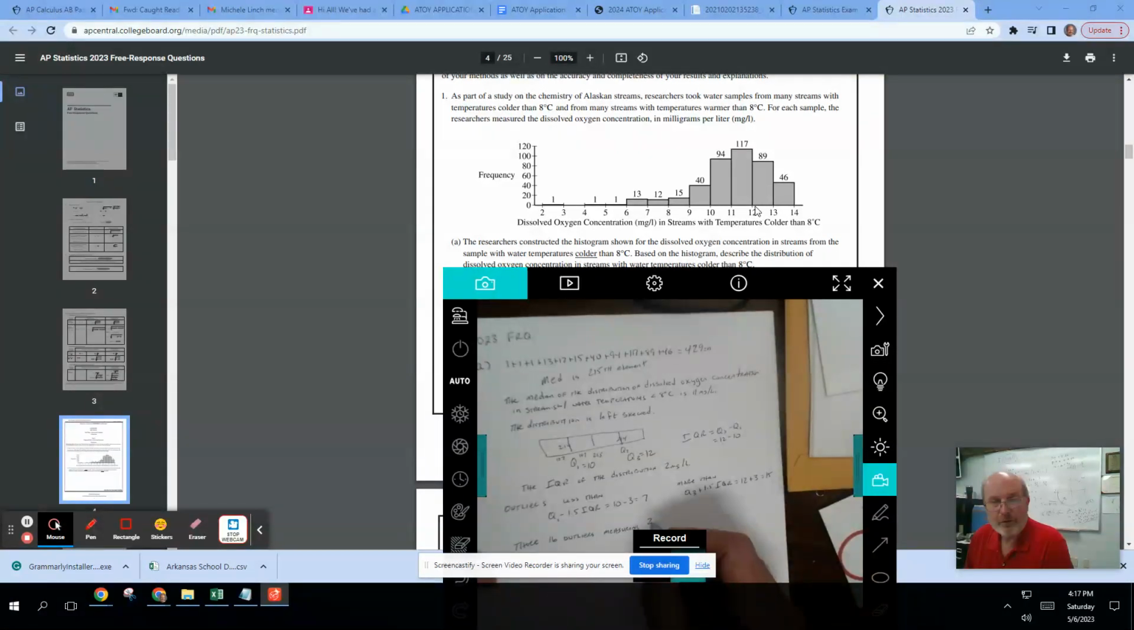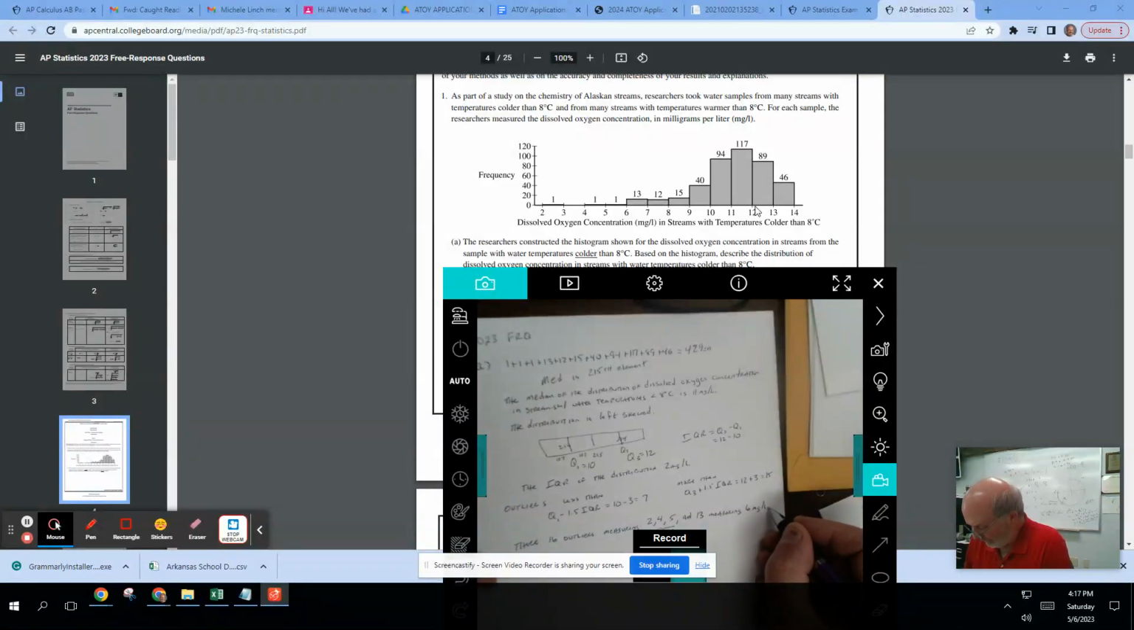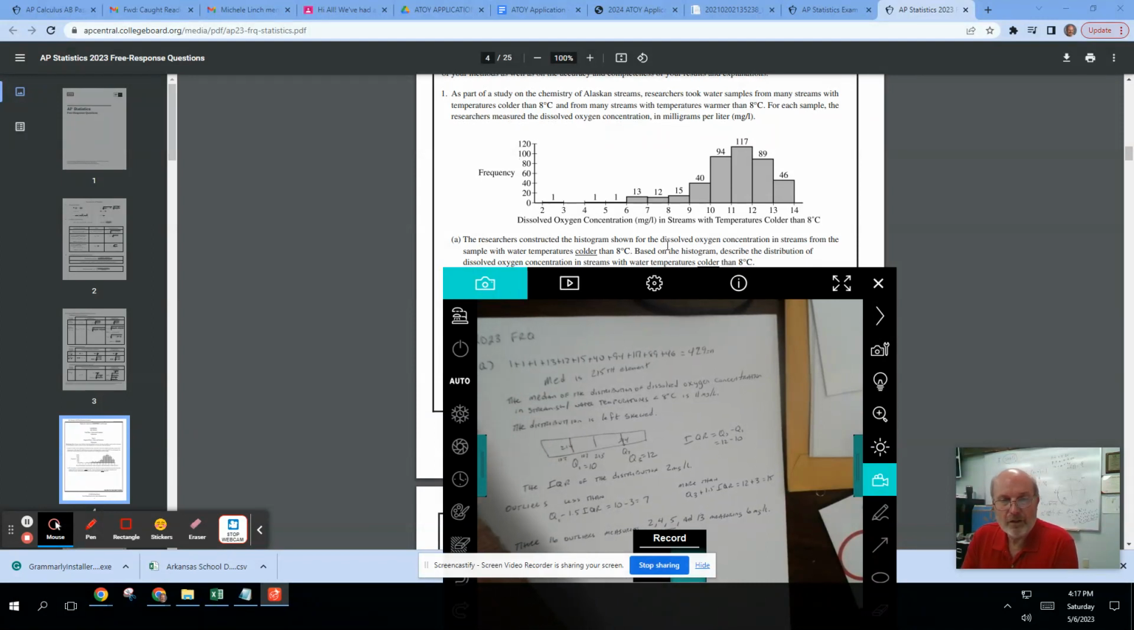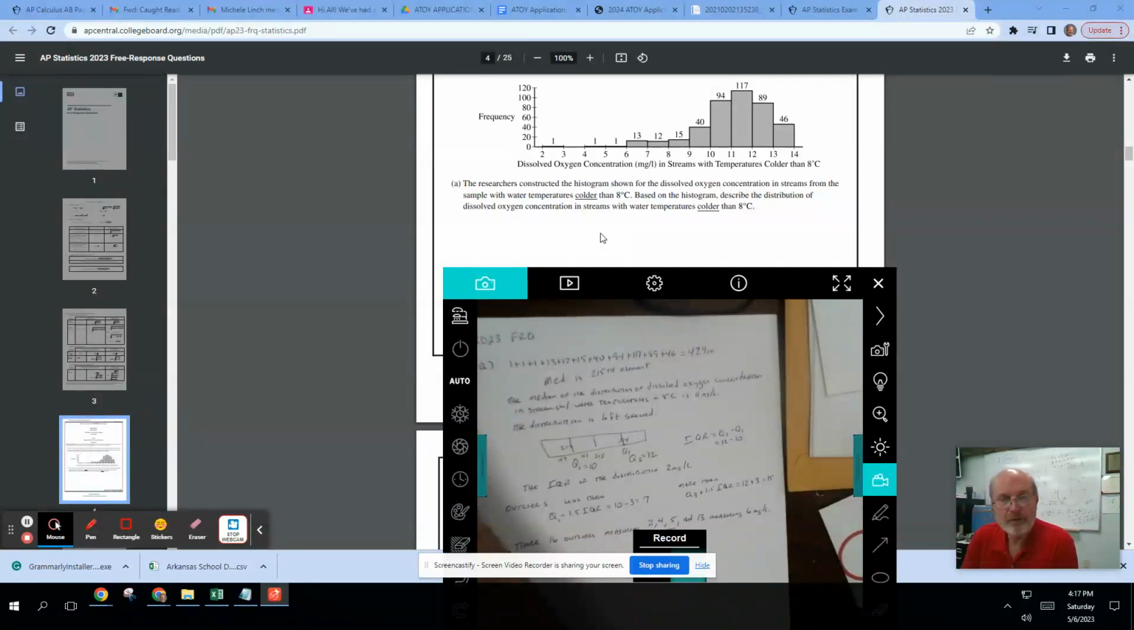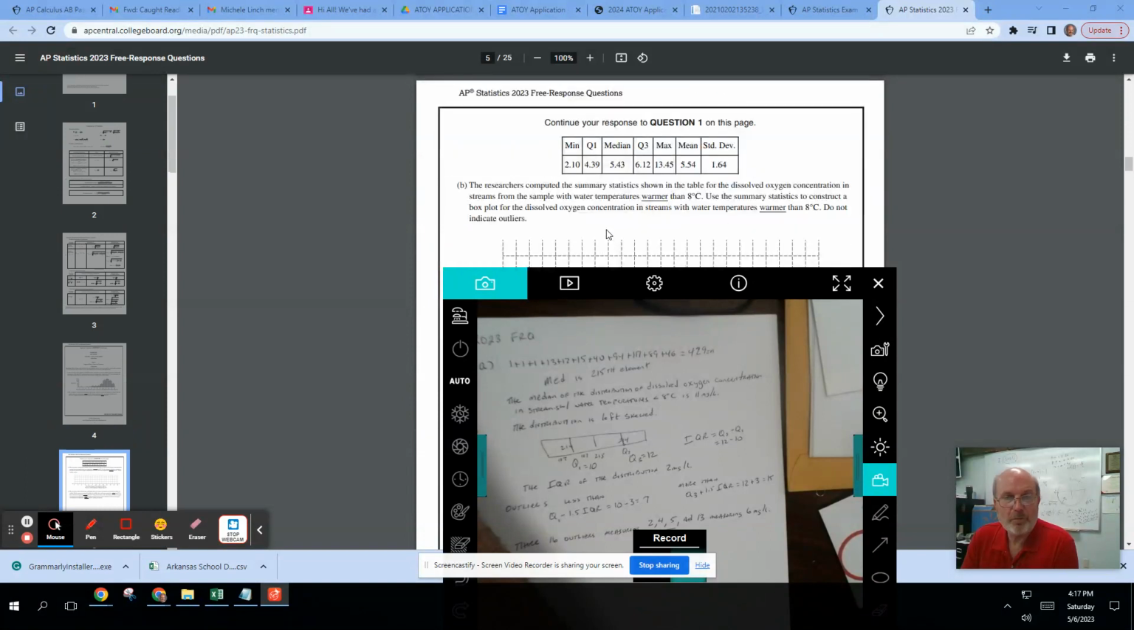Measuring 2, 4, 5, and 13. We'll put one each here to communicate that, since it's done it. 13 measuring 6 milligrams per liter of dissolved oxygen. And that should take care of part A. So we'll go to part B.